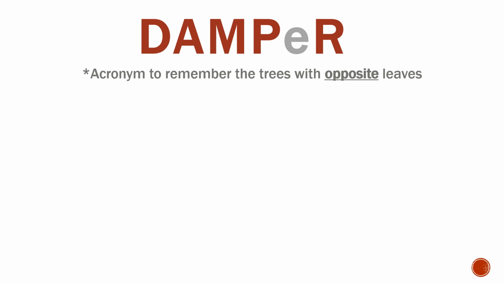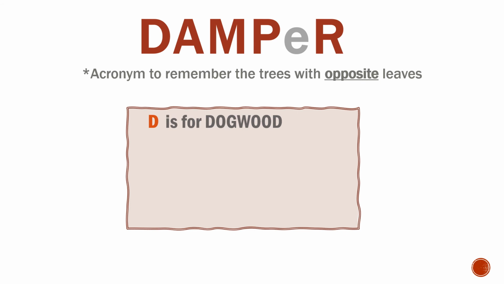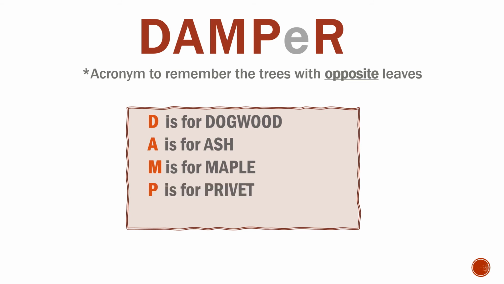There are several different acronyms or mnemonics for remembering the trees with opposite leaves. The one that we use is DAMPER. D is for dogwood. The dogwood that we have around here is roughleaf dogwood. Different ashes that occur around here. M is for maple. The only maple that we have here is box elder maple. A lot of people just call it box elder. Some people call it ash leaf maple.